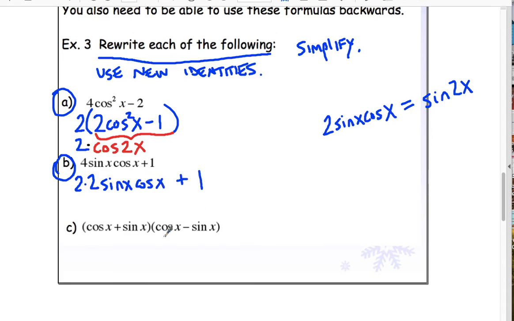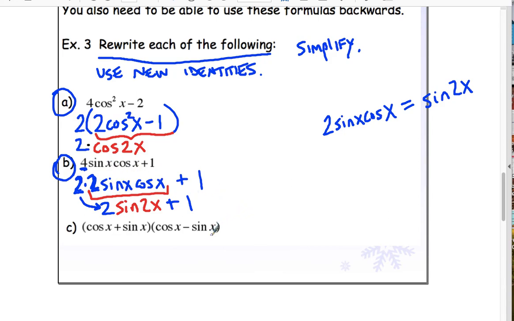And don't forget the plus 1 at the end. So all I did was write 4 as 2 times 2. And now we can say, oh, there's that identity right here, 2 sine x cosine x. That is the same thing as sine 2x. And then I would still have this 2 out in front, and I would still have the plus 1. But it was just that this 2 sine x cosine x was kind of hidden in there.